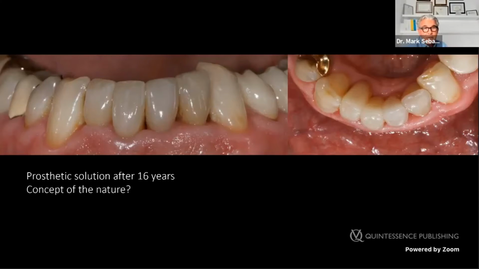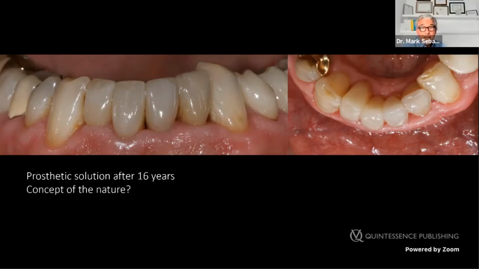This is after 16 years. The patient is still satisfied, and if I take a look at this result, the hygiene is very good. He can clean it. We have some discoloration due to the aging of the cement. But I don't want to see this. This is for me not an acceptable solution. So at that time I was looking for something new.